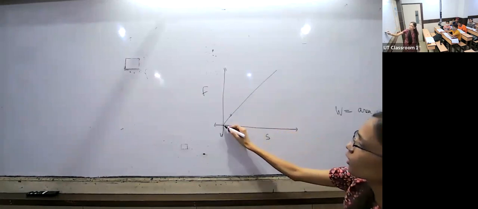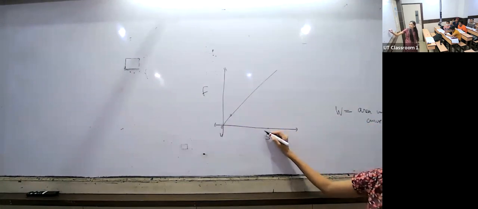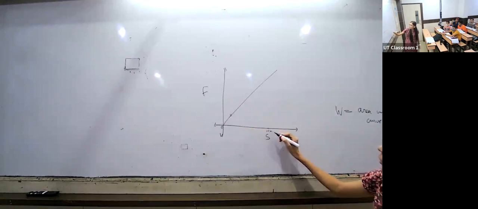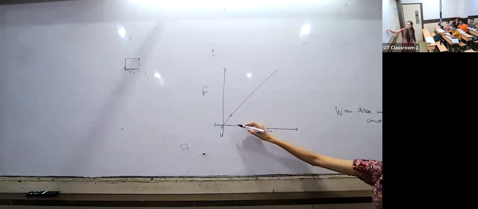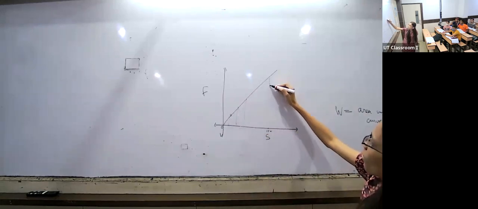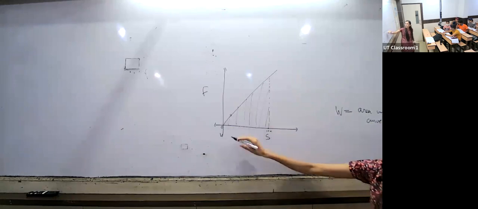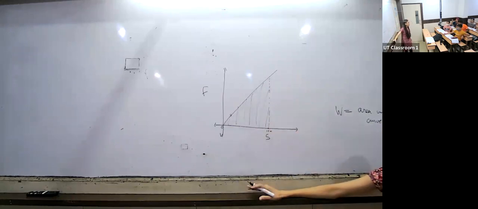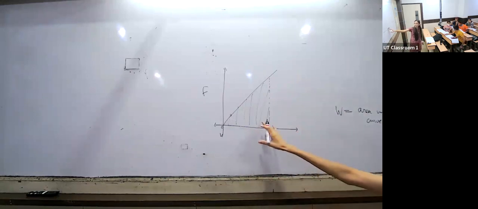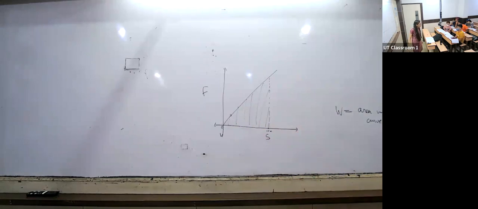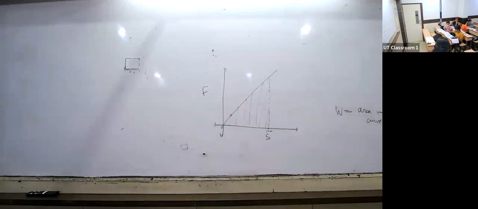If you want to know the work done from 0 to 10 meter displacement, you draw and check. This is my graph, so the area under this graph is this. It is a right angle triangle. Do you know what is the area of a right angle triangle? Half into base into height. So you find the area and that is equal to your work done. That is nothing but F into S. All right, so that is how you get the value.